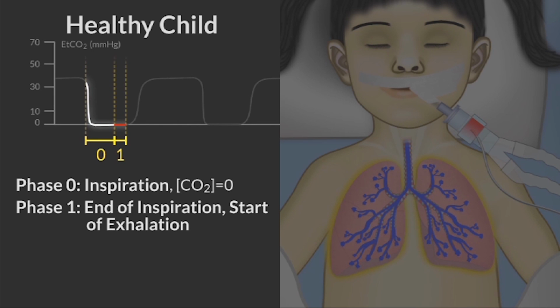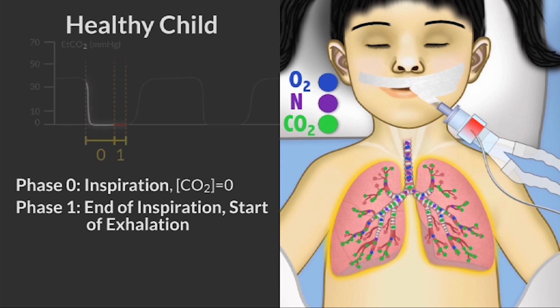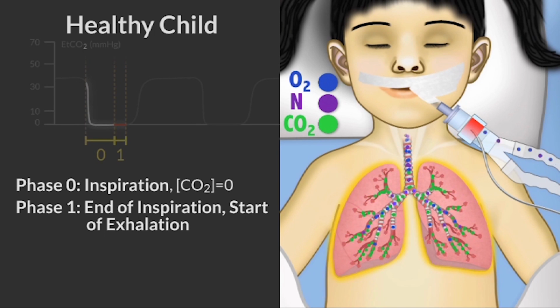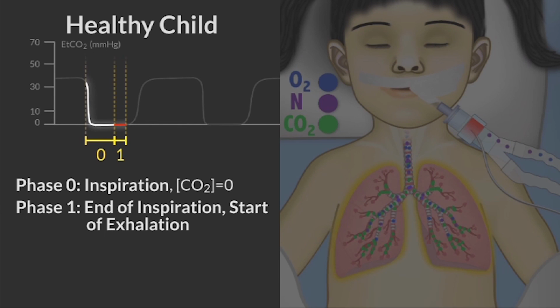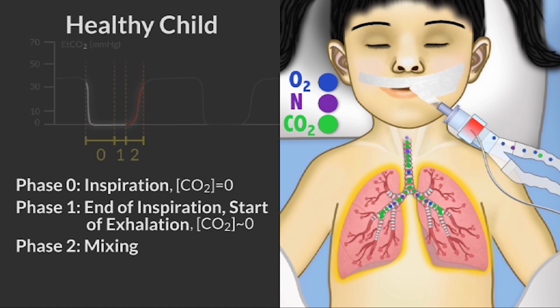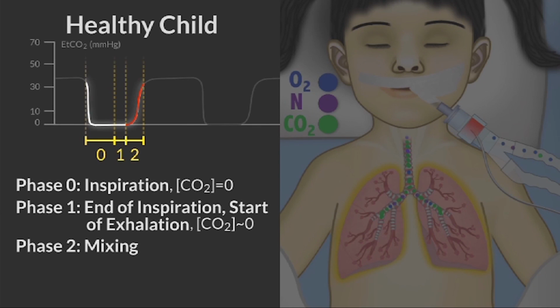Phase 1 begins as inspiration ends and exhalation begins. The volume contained in this phase is mechanical dead space mixed with some anatomic dead space of the conducting airways. The partial pressure of CO2 during phase 1 will be 0 or very close to 0. Phase 2, the next phase, is sometimes referred to as the mixing phase. It contains a mixture of anatomic and alveolar dead space gas mixed with alveolar gas, which is high in CO2 concentrations. You can identify it readily on the capnogram by this rapid rise in CO2 until the plateau phase.